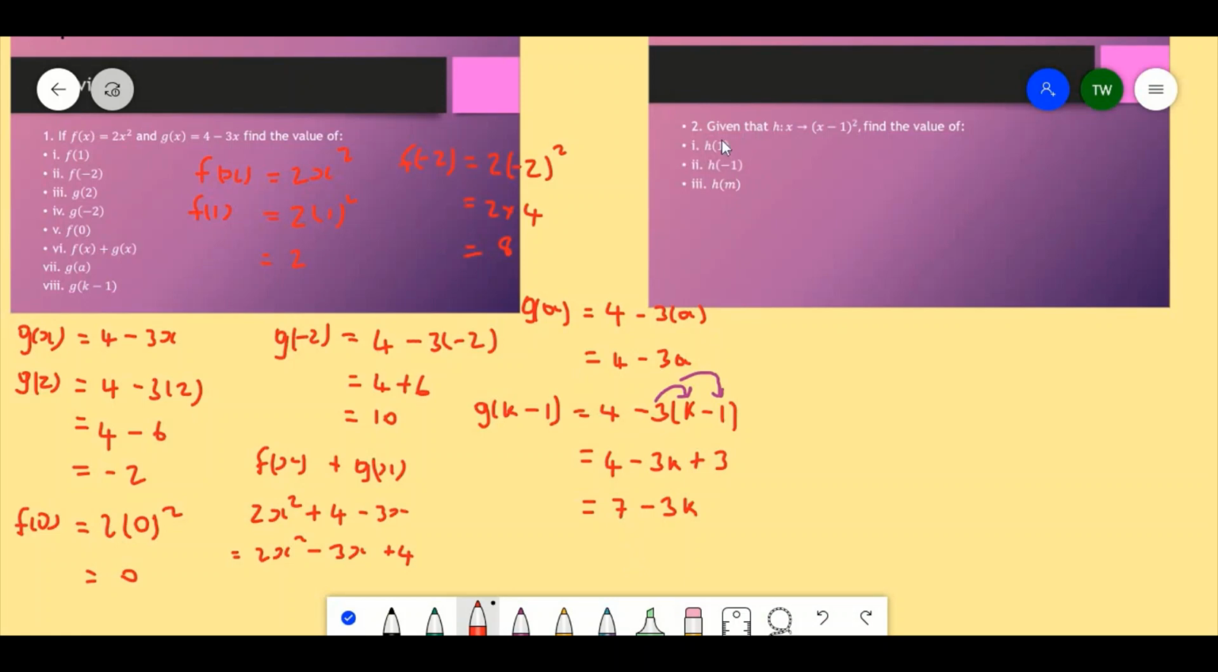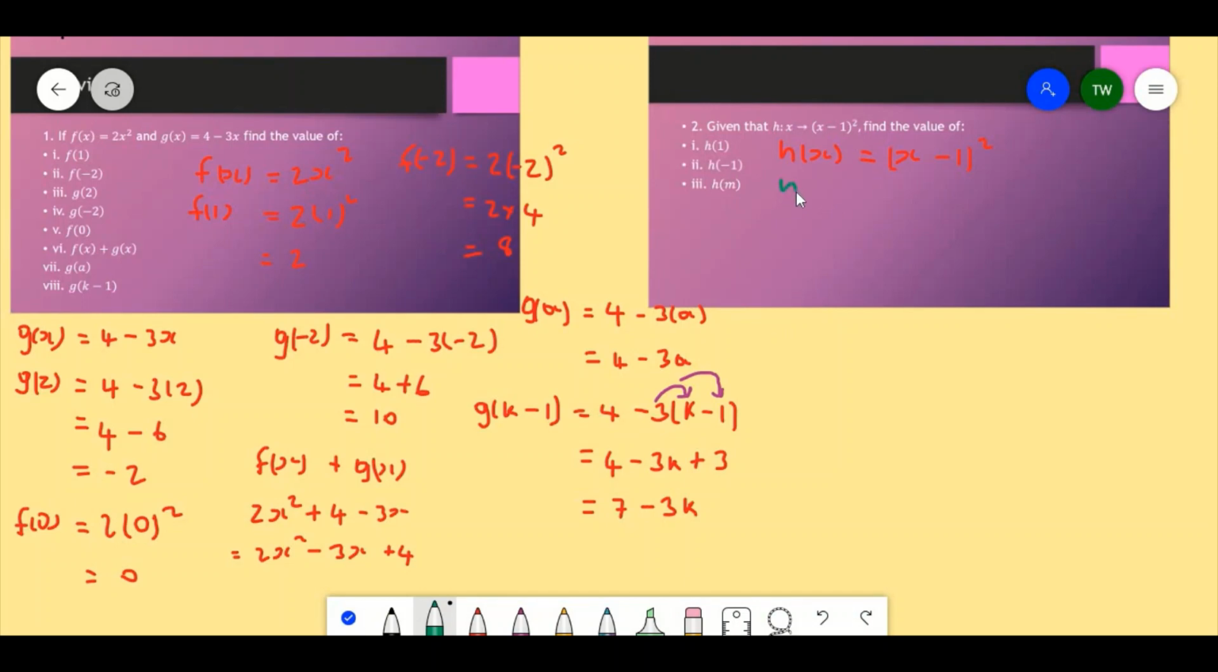Now to question number 2, we have given that h of x is mapped onto x minus 1 all squared, find the value of h of 1. So we know that h of x here is equal to x minus 1 whole squared, right? And we're asked to find h of 1.